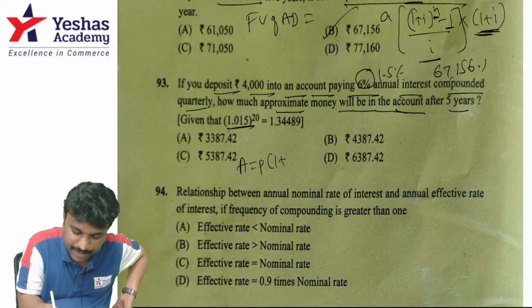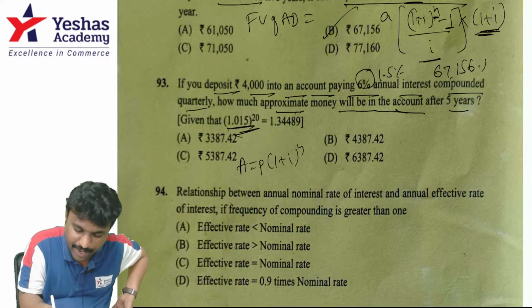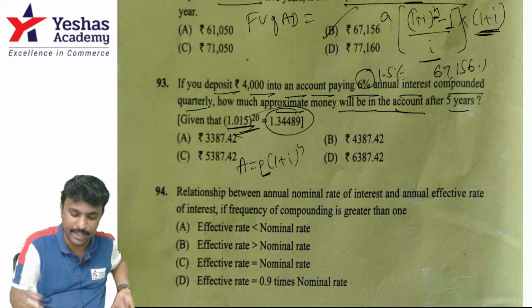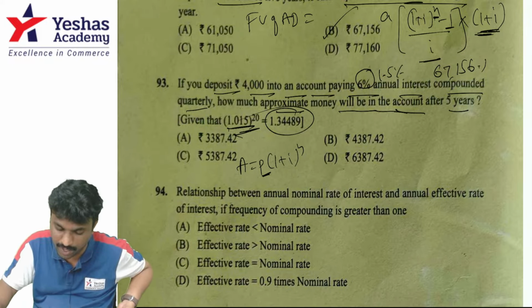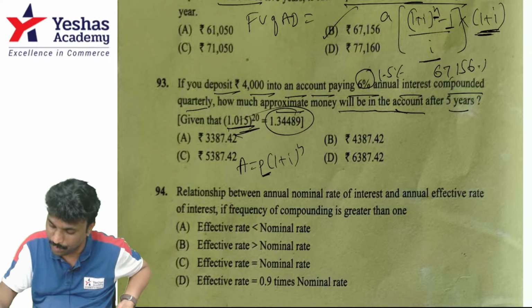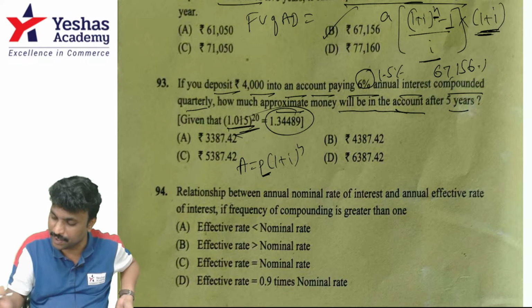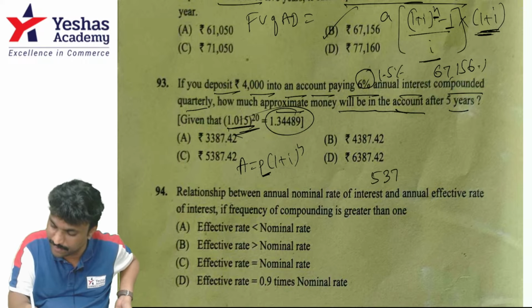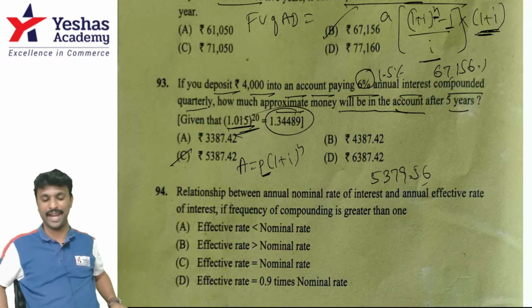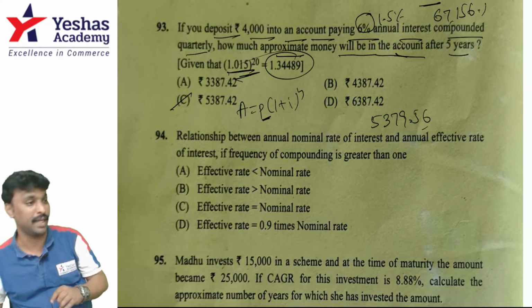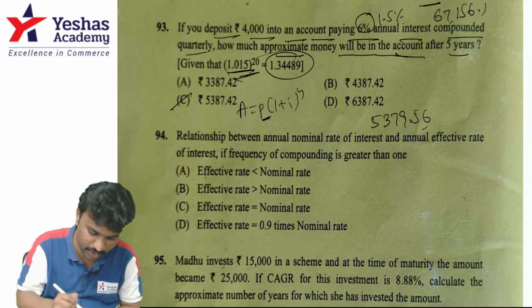It is P into 1 plus I whole power n. 1 plus I whole power n is given in the question only. Just multiply that with the principal 4,000. So, 1.34489 into 4,000. That fetches me 5,379.56. So the nearest answer is 5,387.42. So option C is the right answer. Let's move on to the next question.